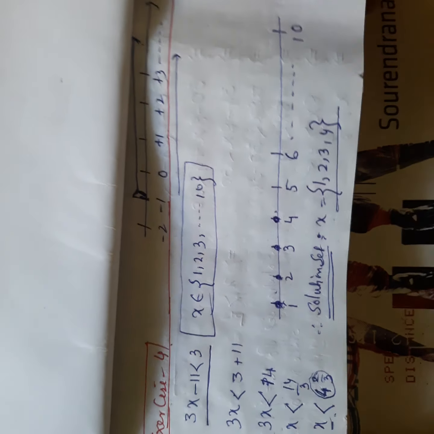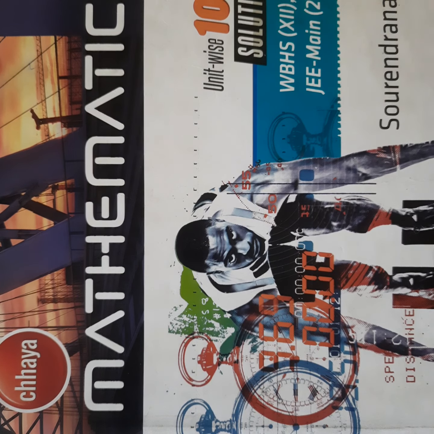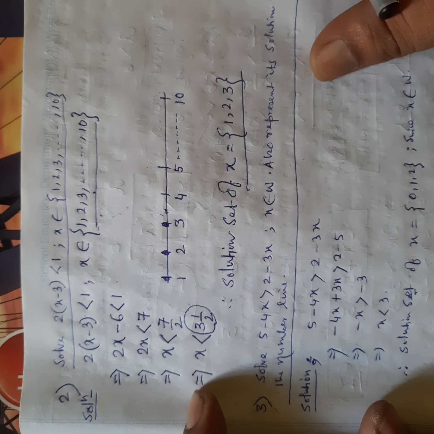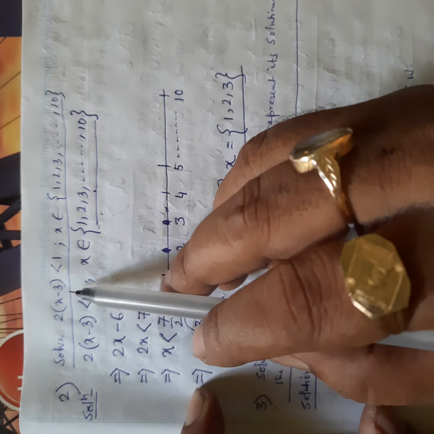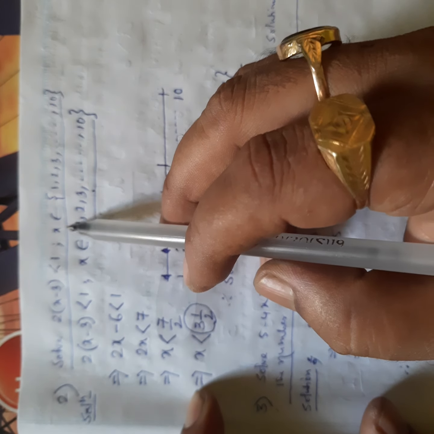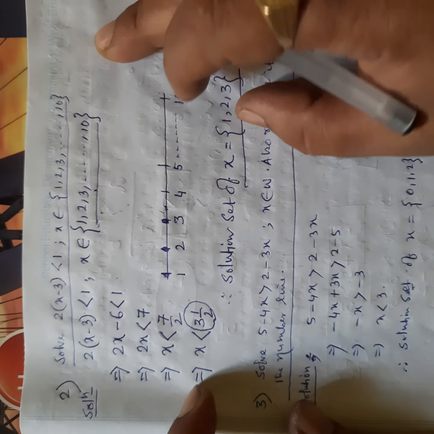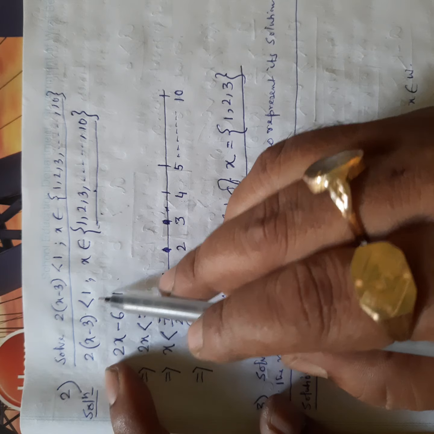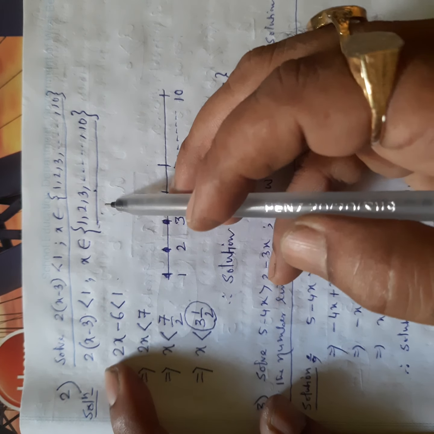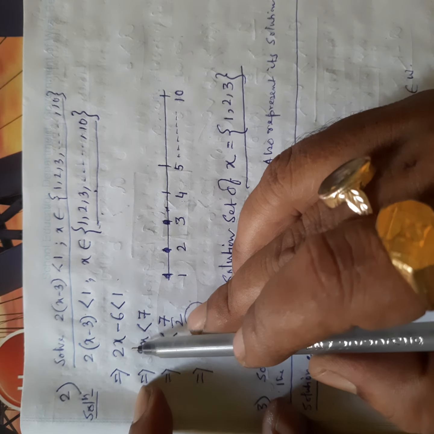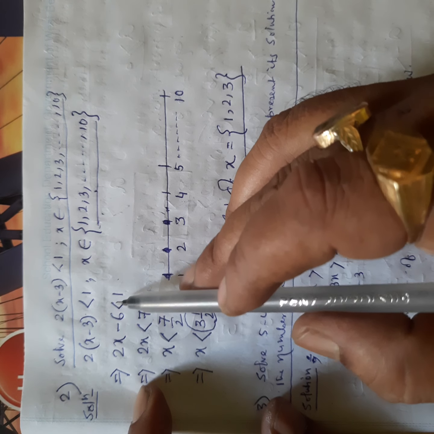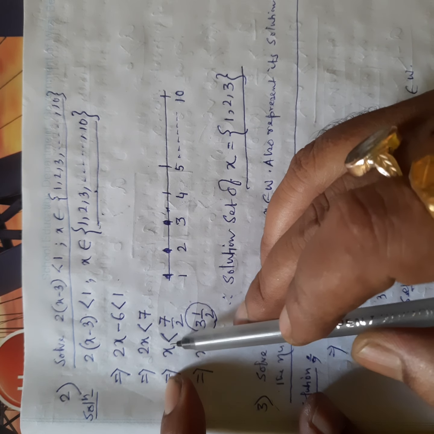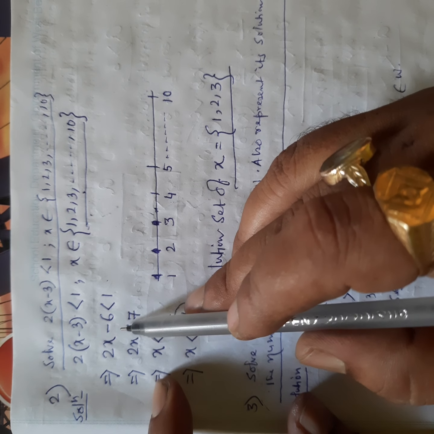Next. Solve 2 into (x minus 3) less than 1 such that x belongs to {1, 2, 3, ..., 10}. Solution. 2 into (x minus 3) less than 1 such that x belongs to {1, 2, 3, ..., 10}. This implies that 2x minus 6 less than 1. Just we remove the bracket and multiply it by 2. We just determine the value of x, so we just transfer the constant to the right hand side.